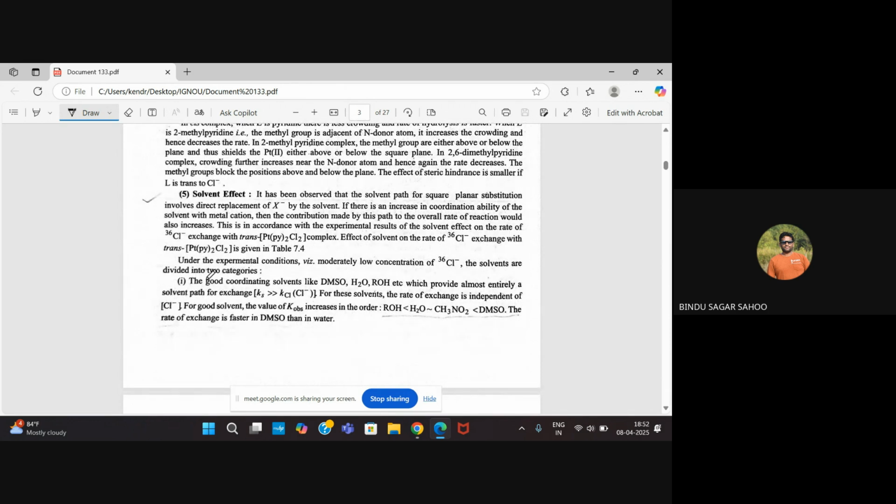Here you can read out these things. The good coordinating solvents like DMSO, dimethyl sulfoxide, water, and alcohols, etc., provide almost entirely solvent path exchange. So these solvents are good for the SN2 mechanism in square planar complexes. You can remember this order. DMSO will be much more favorable for the associative mechanism in square planar complexes. The rate of exchange is faster in the case of DMSO. So mostly water, alcohol, and DMSO you can use as a solvent in square planar complexes.